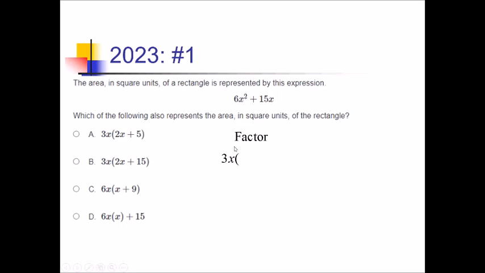6x squared divided by 3x, well, 6 divided by 3 is 2. And x squared divided by x, that cancels out an x, so there's an x left over from that. And next, 15x divided by 3x is going to be 5x. Looking at my answer choices, it looks like we have the matching expression for this in choice A, so we're going to choose that one.